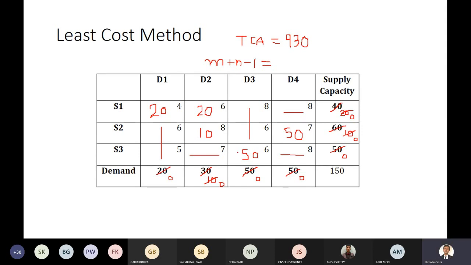On the same lines, instead of allocating it there, this 50 would have landed up in this cell, which is a higher cost cell. And think about it, for 1 ton the cost is increasing by 2000 rupees. 50 tons would come there. 50 tons means your cost directly increases by 1 lakh rupees. Correct?